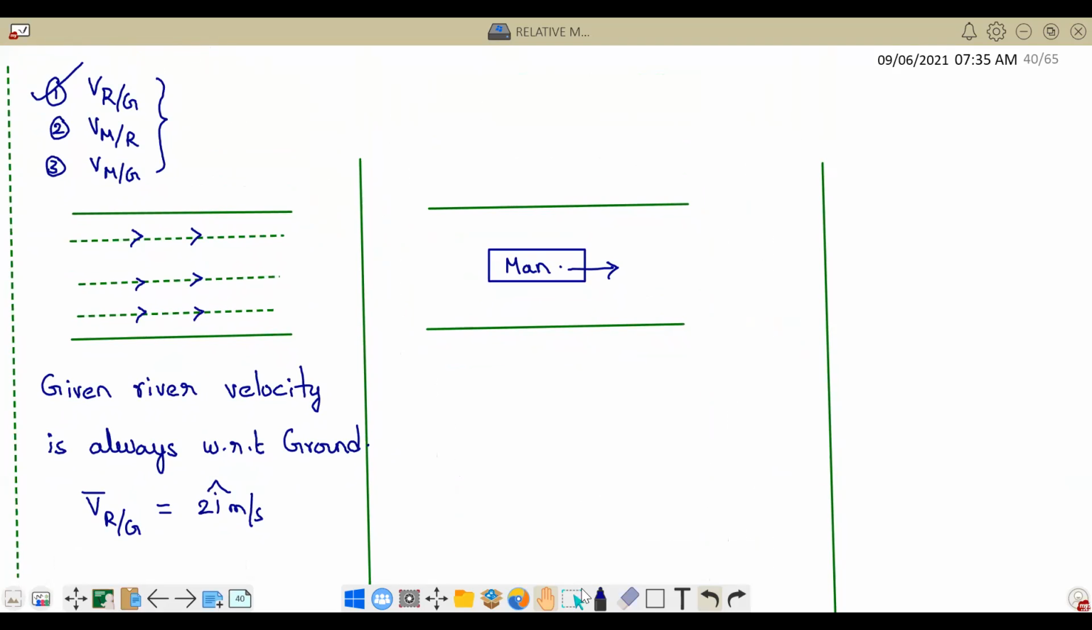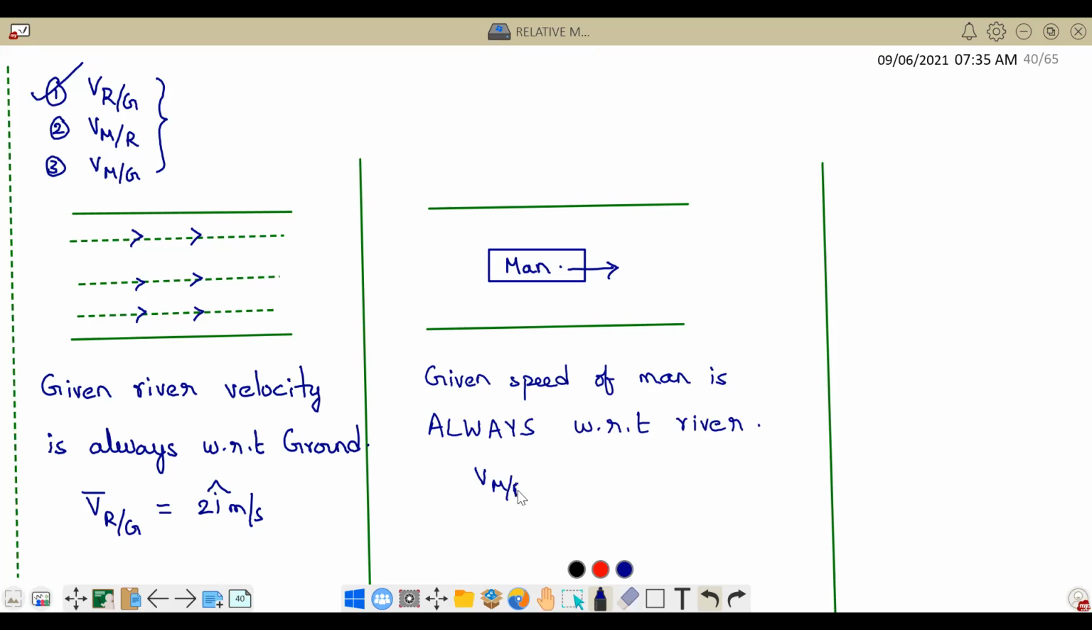The given velocity of man is always with respect to river. So please write: given speed of man or velocity of man is always with respect to river. Suppose the velocity of man with respect to river is given as 5 meters per second. In some problems they may say it is with respect to river, but in some problems they'll just say velocity of man is given as 5 meters per second.